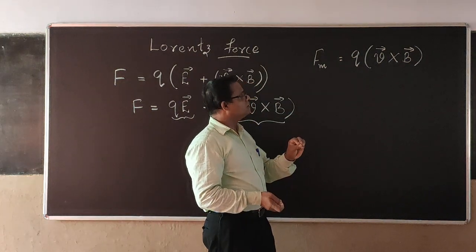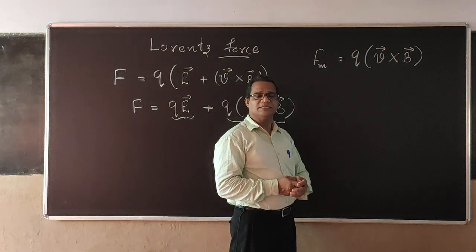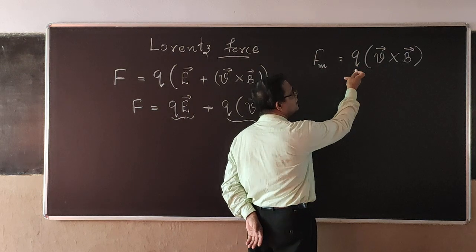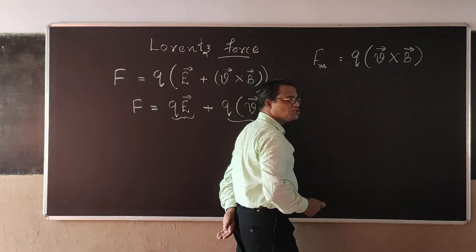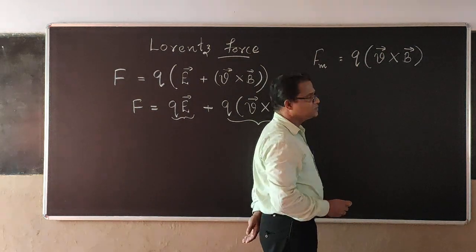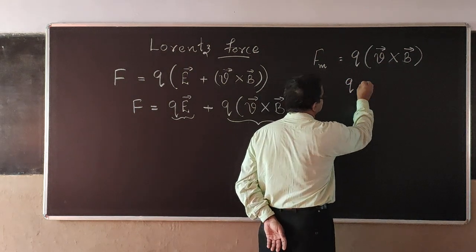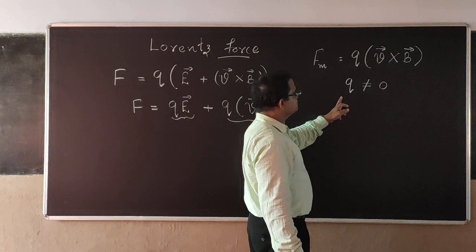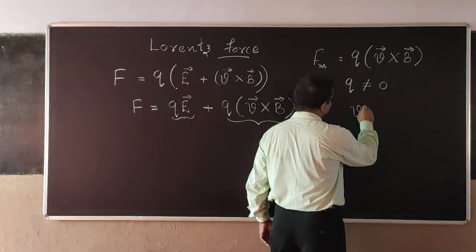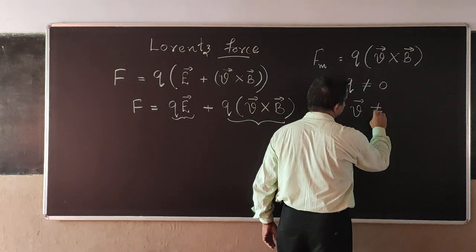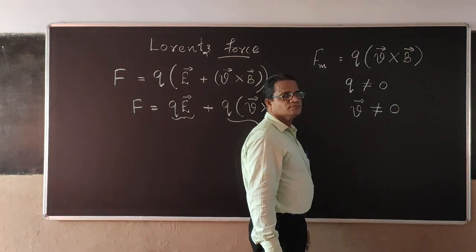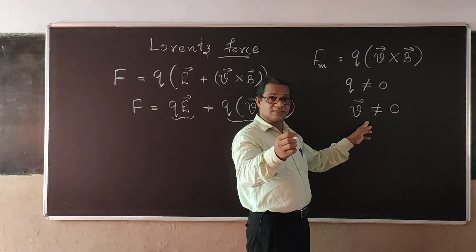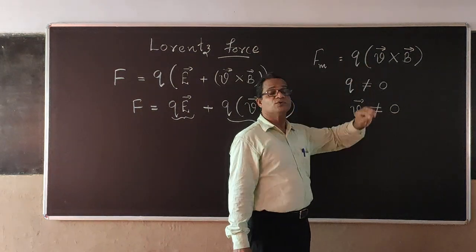So if the particle is to experience a magnetic force, then the particle must be charged, that Q should not be 0, then V should not be 0. That means if the charged particle is at rest, magnetic Lorentz force will be 0.